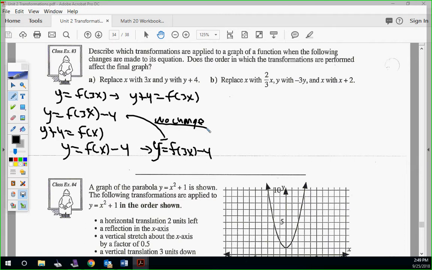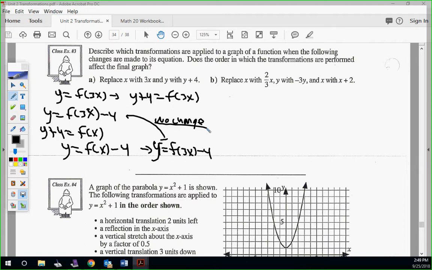It also says to describe the transformation. I don't really have room here, so I'll just do it out loud. The transformation of this one is a horizontal stretch of 1/3, good. And then a vertical translation down 4, right? So we got a horizontal stretch of 1/3, vertical translation down 4. Okay, good.